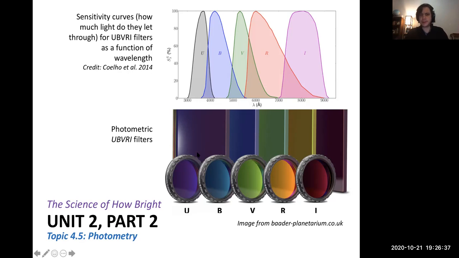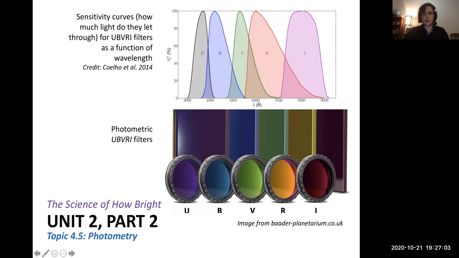That's what's pictured here. These are actually from an online shop. You can buy these. I think they look really, really cool, but they are pretty expensive for a standard set that we use in astronomy. And the photometric filters are what we call UBVRI. Not as exciting until you realize: ultraviolet filter, blue light filter, visible light filter, red light filter, infrared light filter.